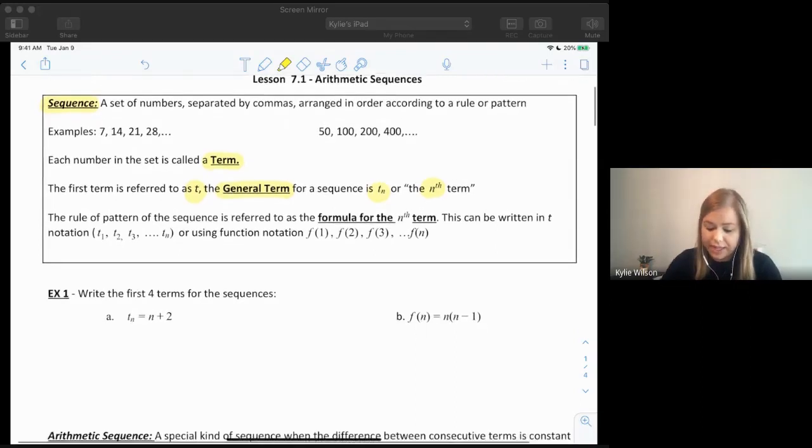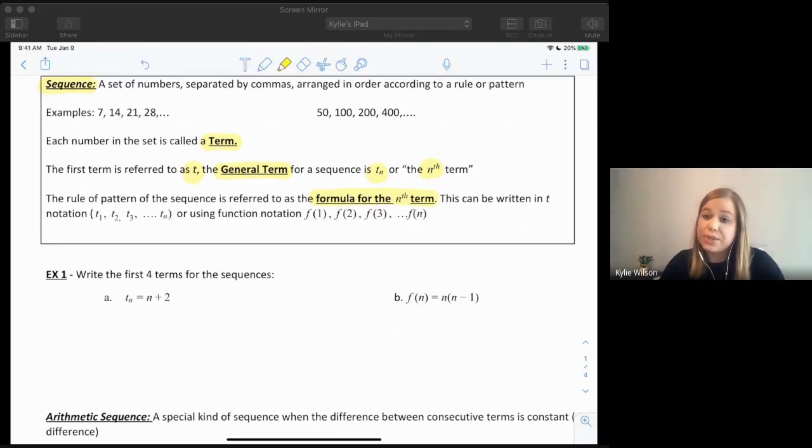So the rule or pattern of a sequence is referred to as the formula for the nth term. So basically what we'll do is we'll put together an equation so that you could find the value of any term of the sequence. And there's some special sequences that we're going to look at that have clear rules, and you can develop a general formula pretty quickly.